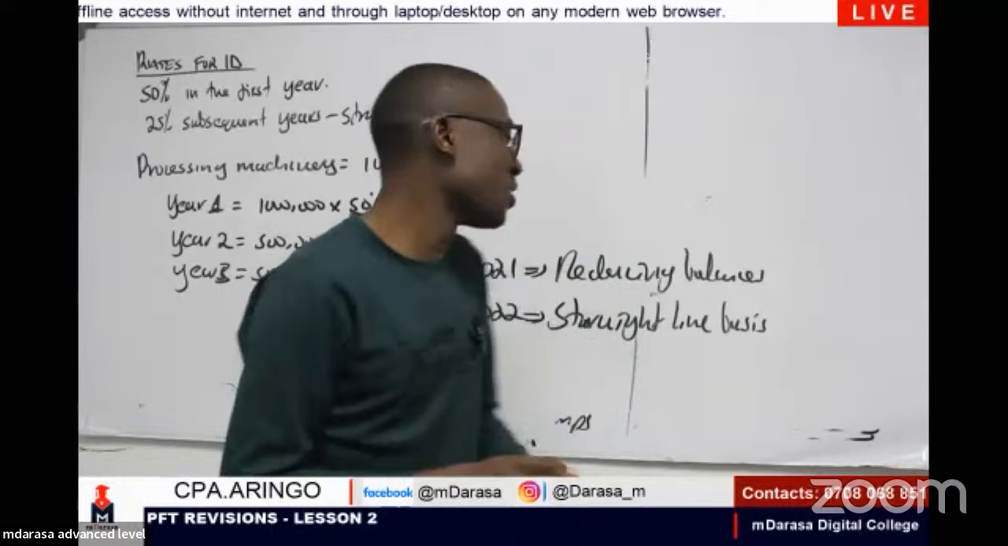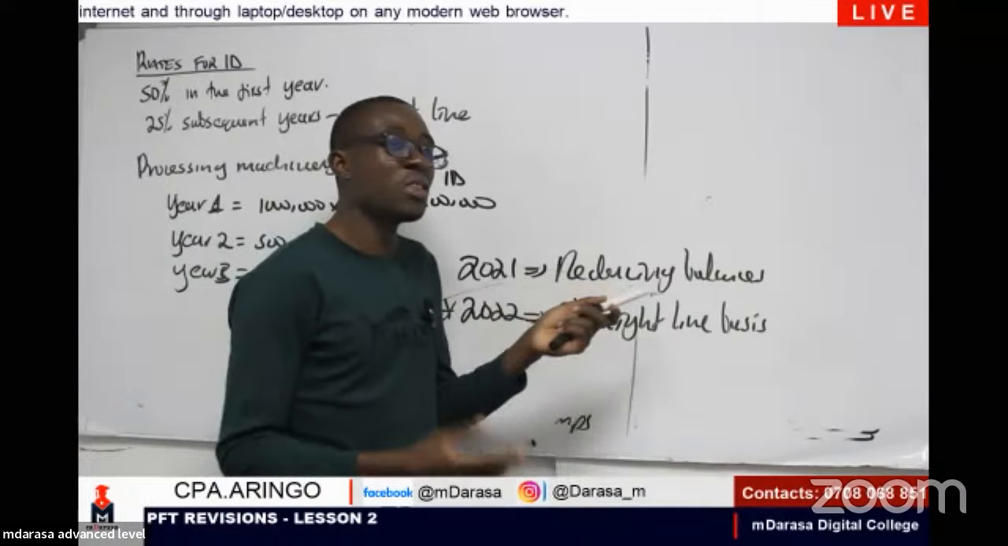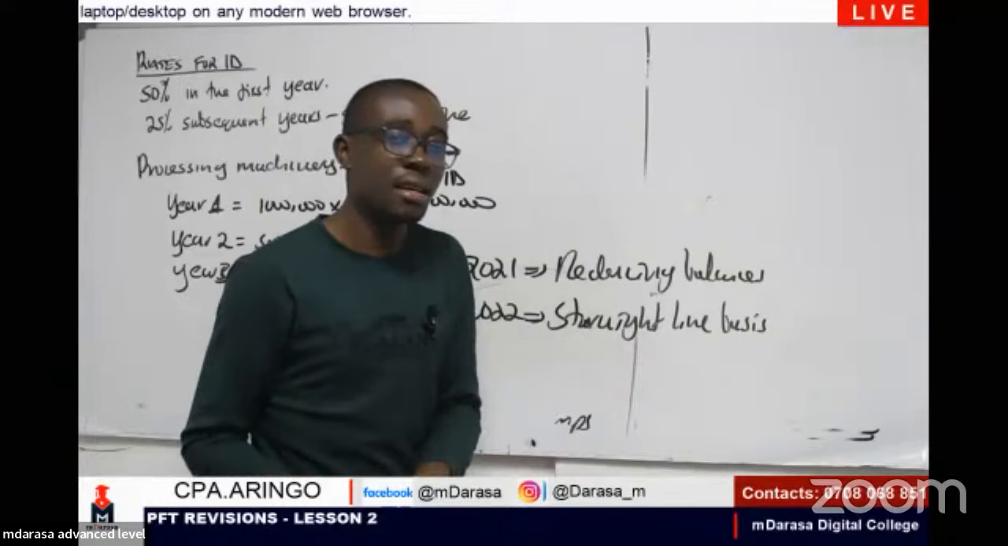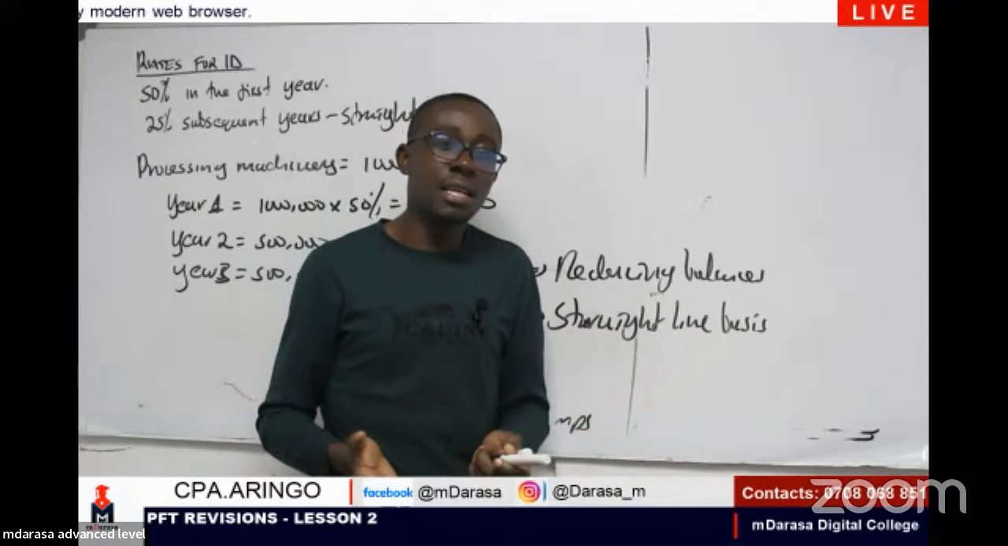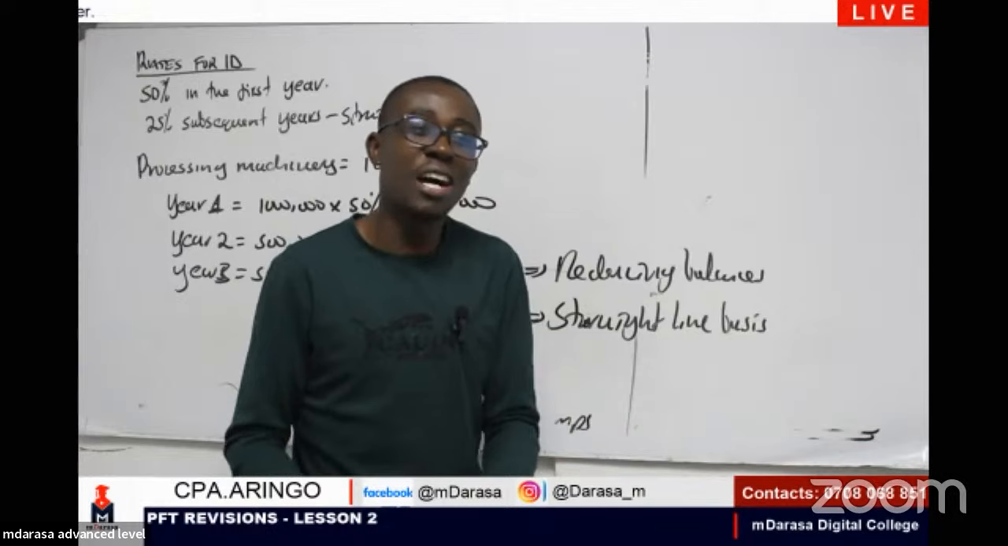2021, this student studied at reducing balance, without knowing that items were changed and are supposed to be on a straight line basis. Tax is not complicated. Tax is basically how good are you updated. That is tax. How good are you updated?